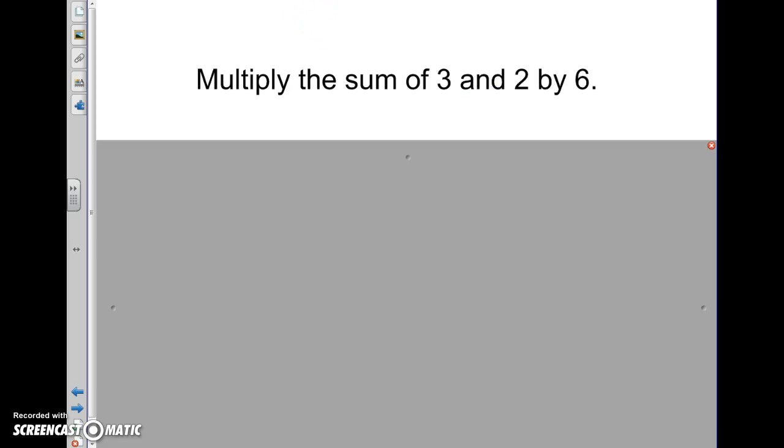So that is a really big cue for you as you're doing these. Anytime that you see the sum of, or the product of, or the difference of, it's telling us that it has the answer of the other part of the problem we need to find first. So the sum of 3 and 2, as you all know, sum means the answer to an addition problem. So that means that first what we have to do is find 3 plus 2, what the answer to that is. Then we're going to multiply that by 6.